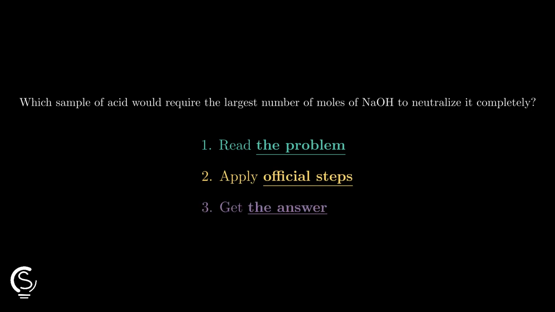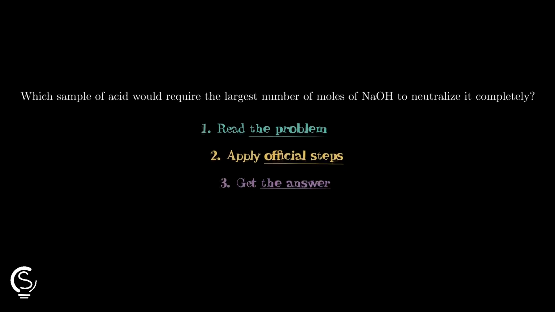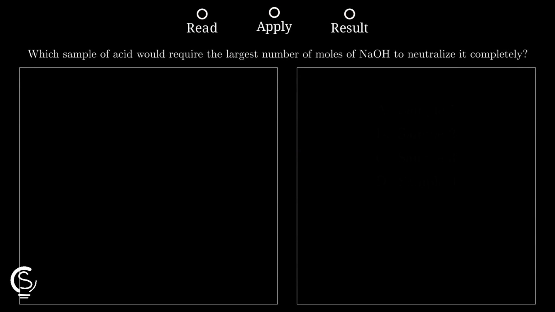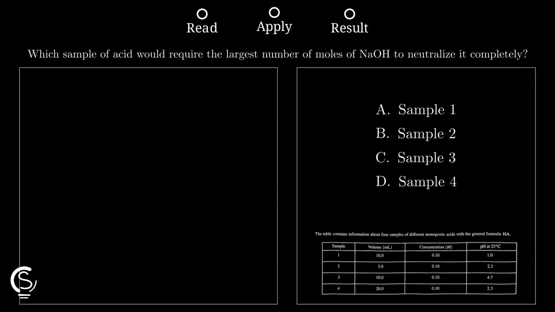Neutralizing acids with sodium hydroxide is a classic chemistry challenge that we can solve quickly by focusing on the total moles of hydrogen ions present. To neutralize any monoprotic acid, we must remember that 1 mole of base is required for every single mole of acid molecules, regardless of whether the acid is strong or weak.